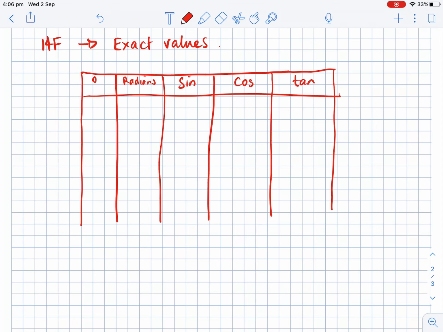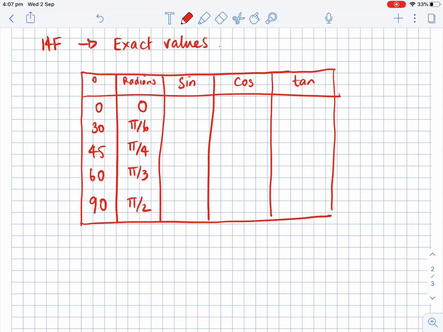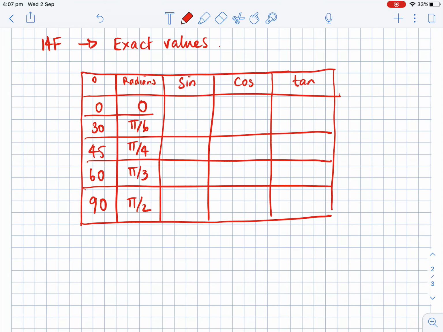Alright, so really quick table, exact values, you have to memorise this. The key angles are 0 degrees, 30 degrees, 45 degrees, 60 degrees and 90 degrees. And if we write them in radians, they are 0 radians, pi on 6 radians, pi on 4 radians, pi on 3 radians, and pi on 2 radians. They are the key angles in my exact values table. And then sine goes root 0 on 2, then root 1 on 2, root 2 on 2, root 3 on 2, root 4 on 2.